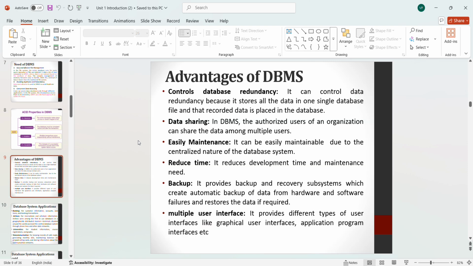What are the advantages of DBMS? It controls database redundancy. In DBMS, the authorized users of an organization can share the data among multiple users. This is called data sharing. Easy maintenance: it can be easily maintained due to the centralized nature of the database system. It reduces development time and maintenance need. It also provides backup and recovery subsystems, which create automatic backups of data from hardware and software failures and restore the data if required. Multiple user interfaces: it provides different types of user interfaces like graphical user interface, application programming interface, etc.